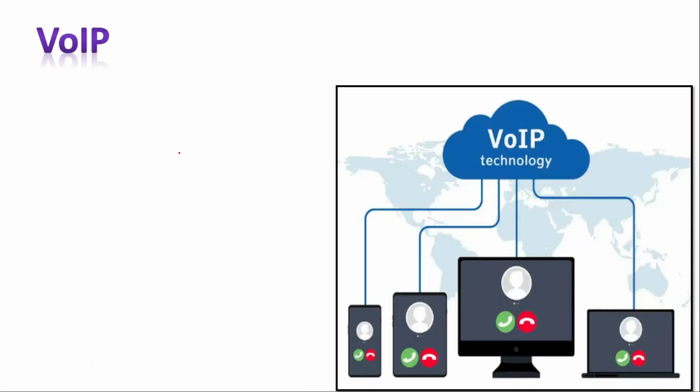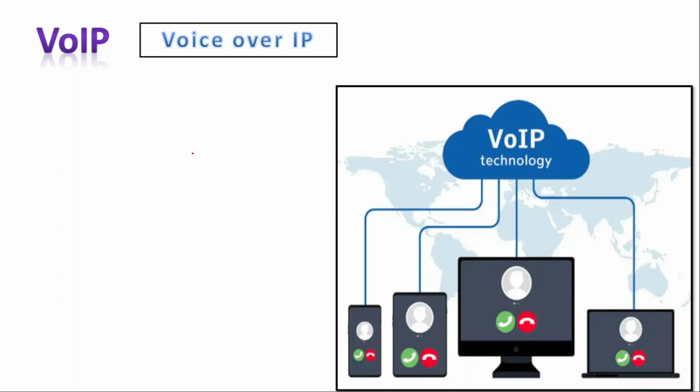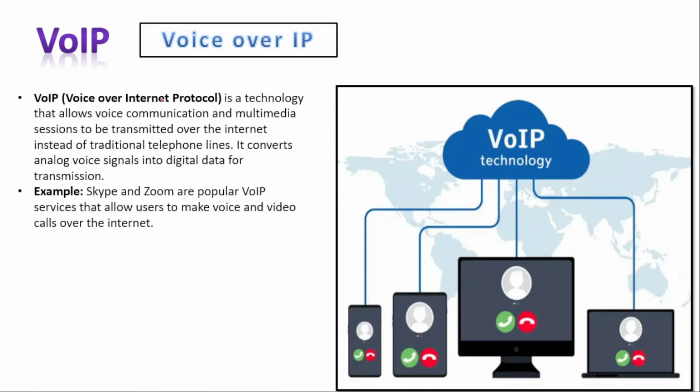VoIP, that is Voice over IP. So VoIP or Voice over Internet Protocol is a technology that allows voice communication and multimedia sessions to be transmitted over the Internet instead of traditional telephone lines. It converts analog voice signals into digital data for transmission. Example, Skype and Zoom are popular VoIP services that allow users to make voice and video calls over the Internet.